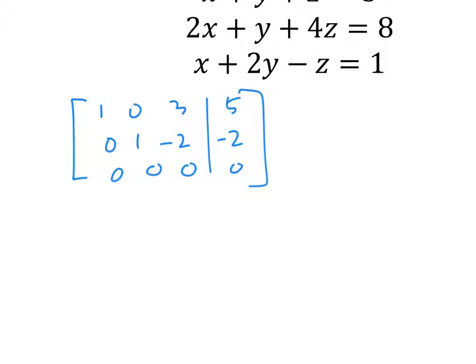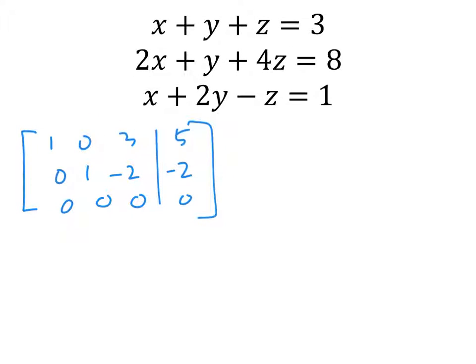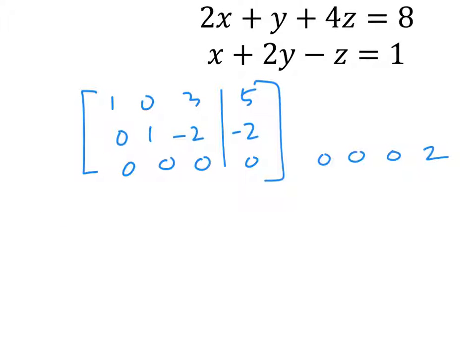Oh, no solution. That is not correct. There's a difference between no solution and infinitely many, right? No solution means 0 equals a number. This just means that row is just 0, meaning we just have 2 equations. We don't have enough information to figure out anything.